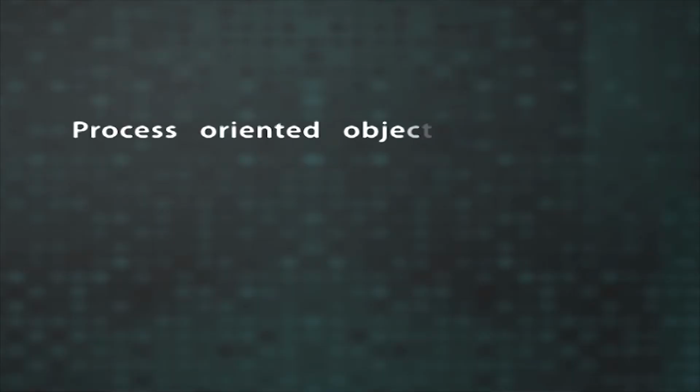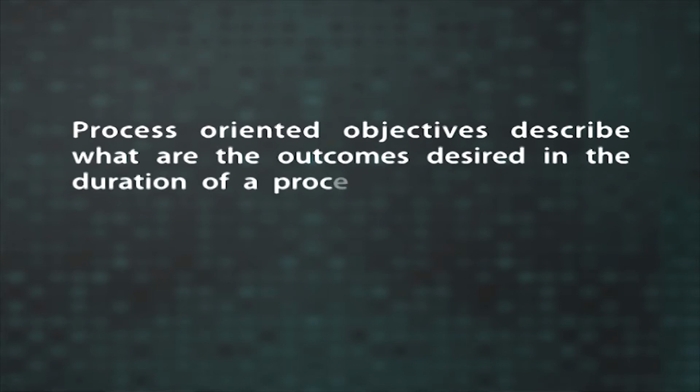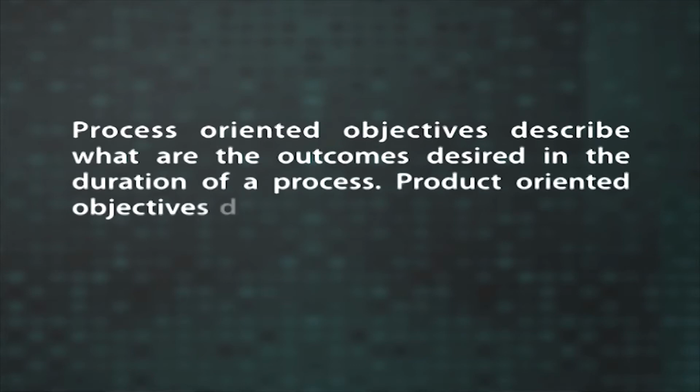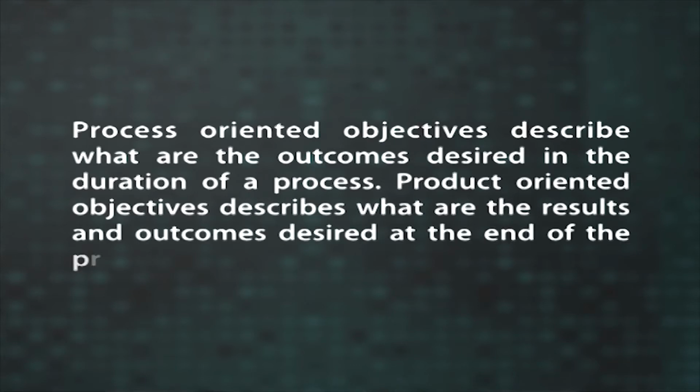Process oriented objectives describe what outcomes are desired in the duration of a process. Product oriented objectives describe what results and outcomes are desired at the end of the process. Specification of objectives is an important step in planning, since the course of actions and subsequent activities are dependent on objectives. Moreover, it is the achievement of objectives that is measured at the end of the process.